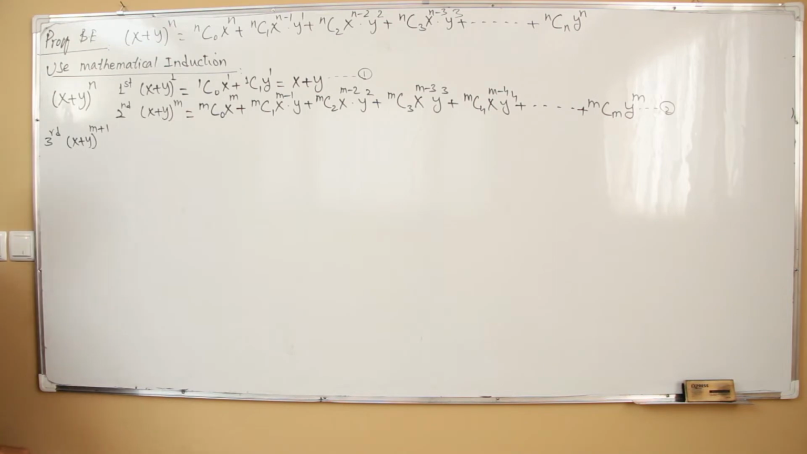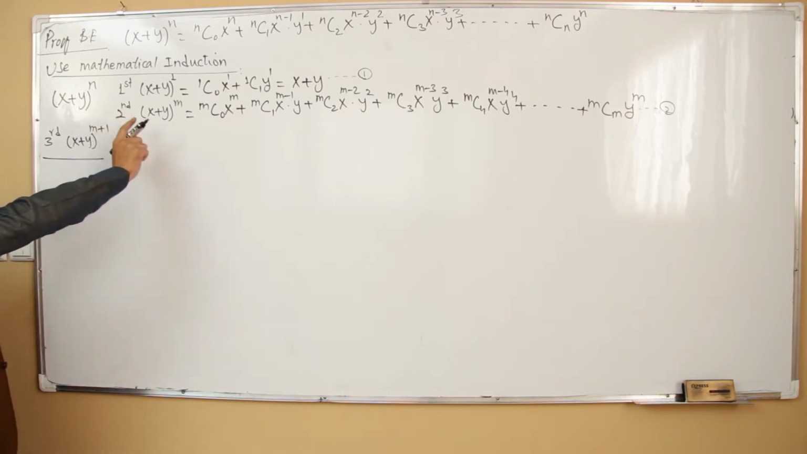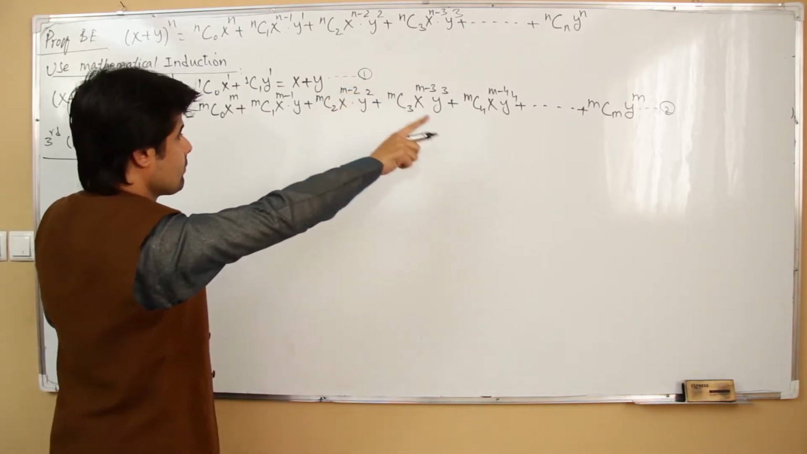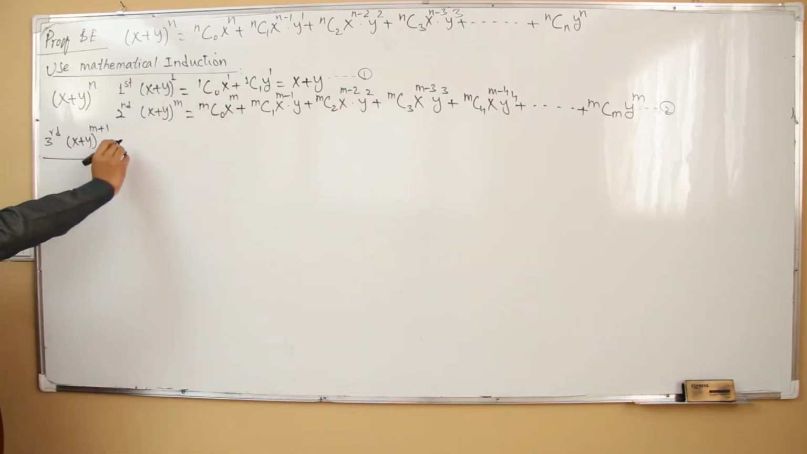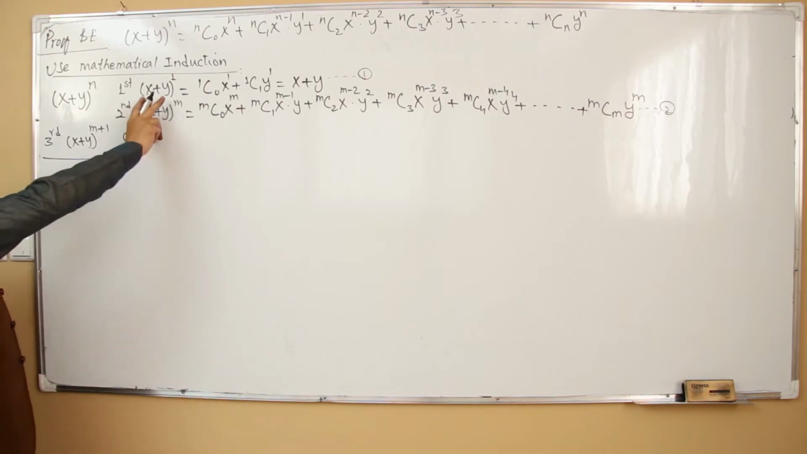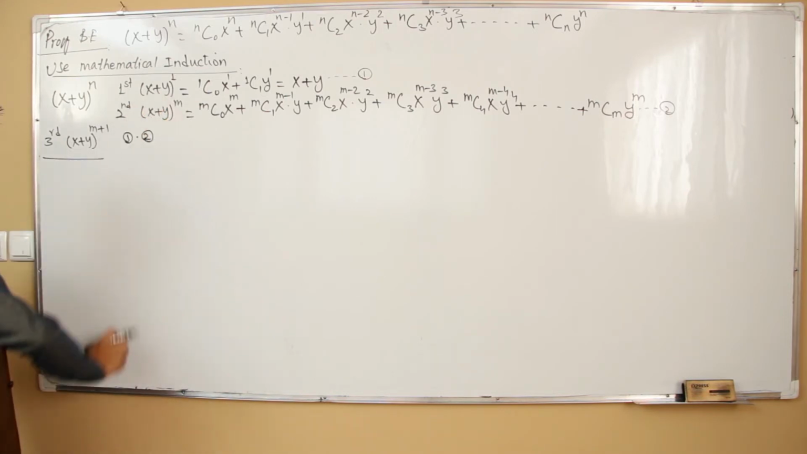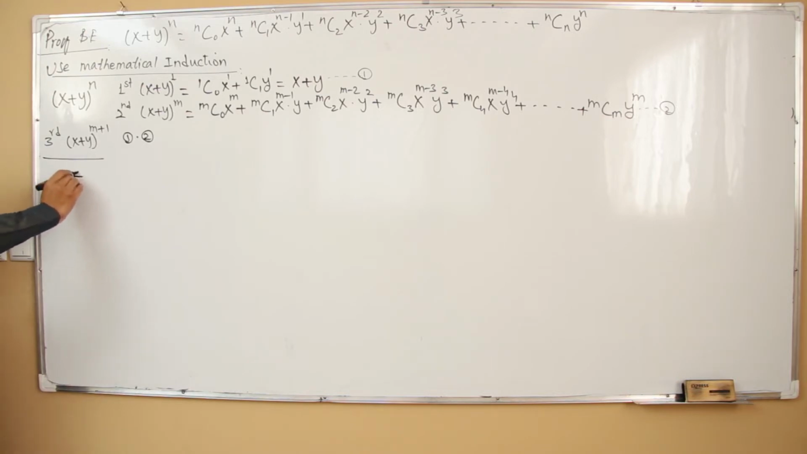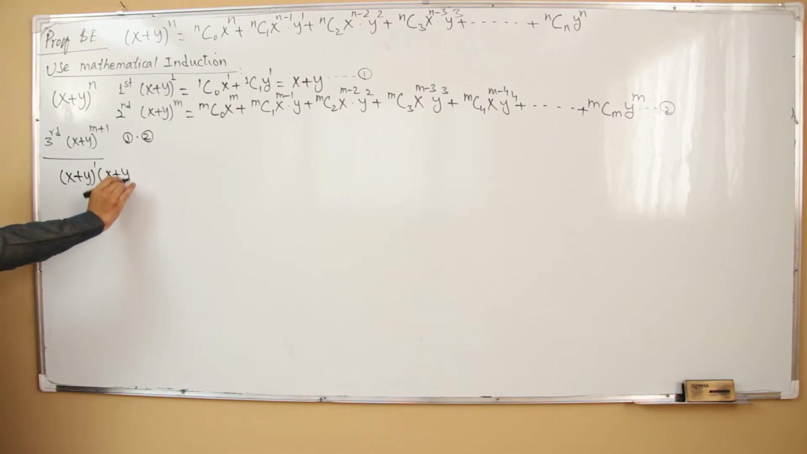Now, how can you find x plus y raised to the power m plus 1? You have to multiply equation first with equation second. It means this term with this term. So you will have what? x plus y raised to the power 1, x plus y raised to the power m.